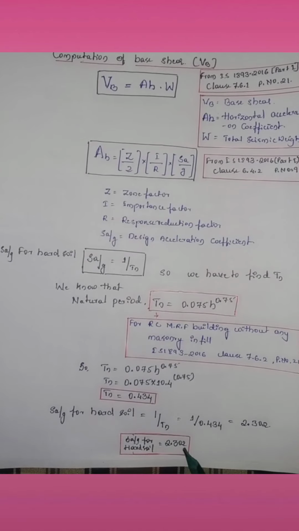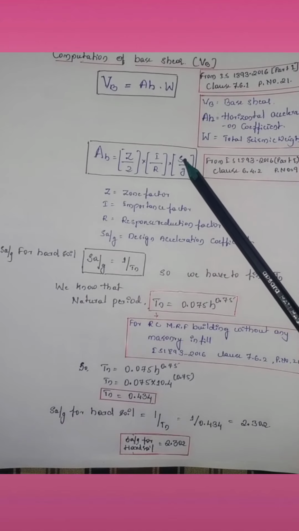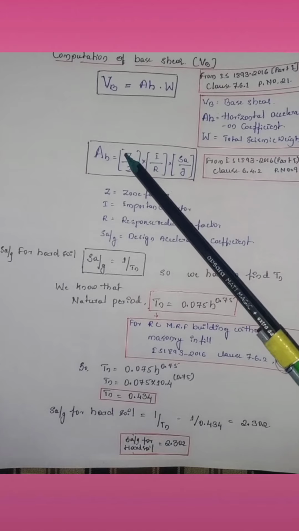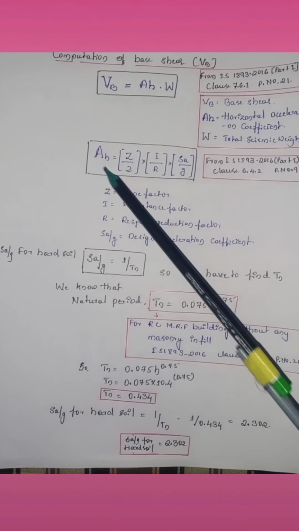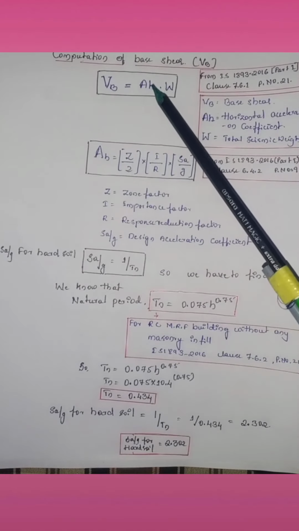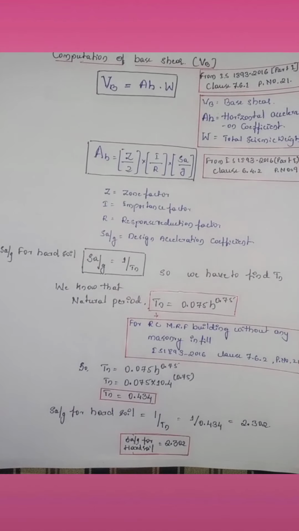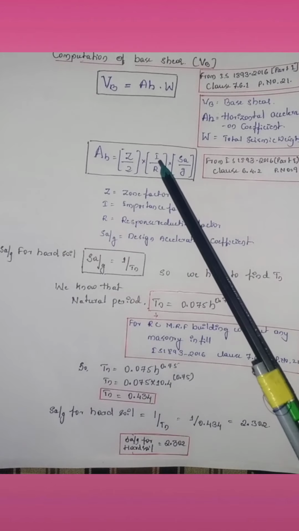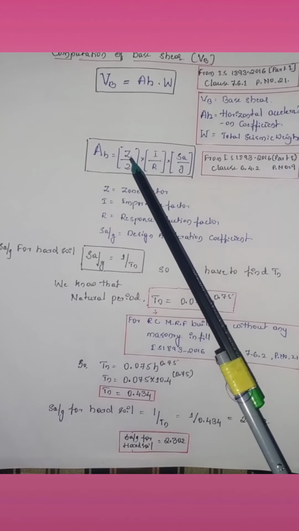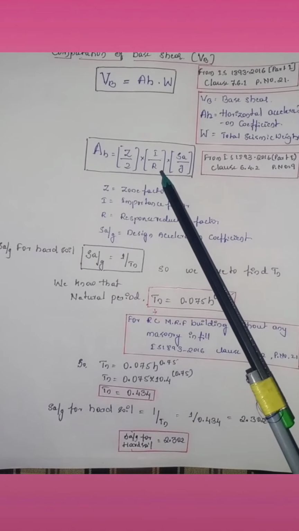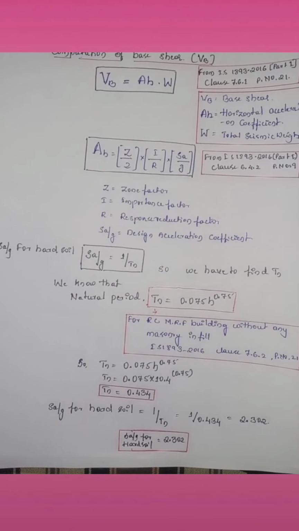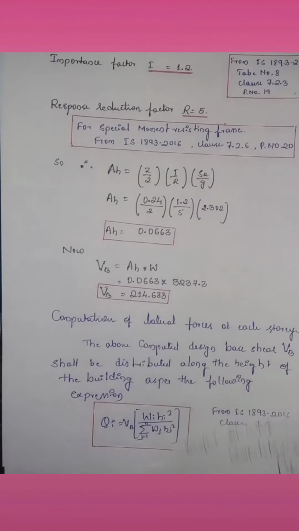Now we have calculated the value of Sa/g. Now we want I, R and Z to calculate Ah, which we are going to substitute in this equation. Here I'm going to calculate I, R and Z. I am going to take I from the table, Z is also from the table, and R is also from the table itself. We'll see now where we take them from.